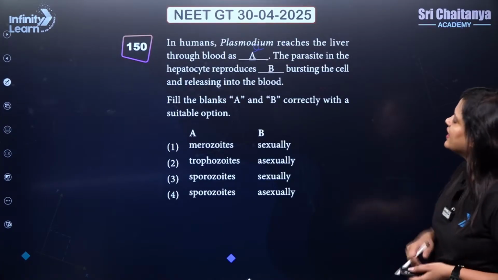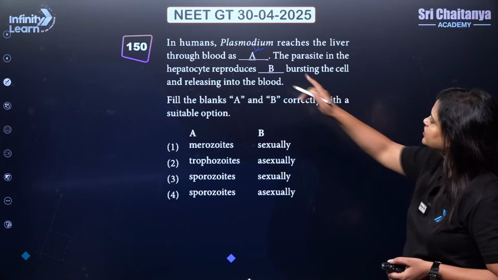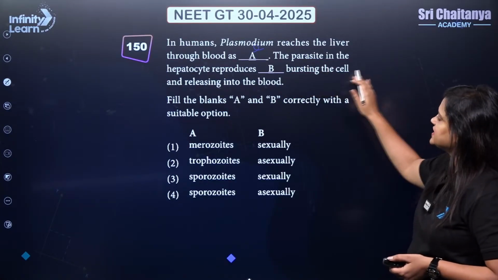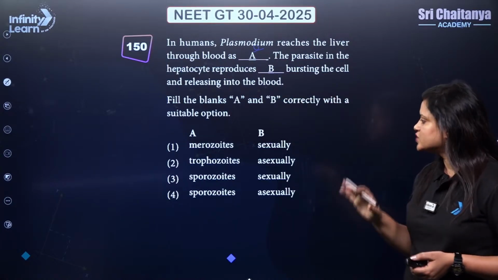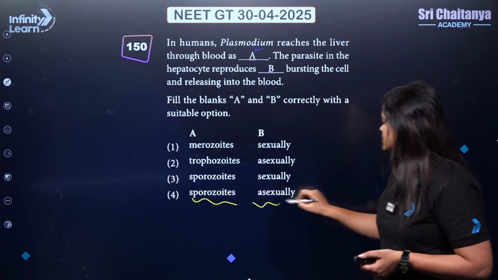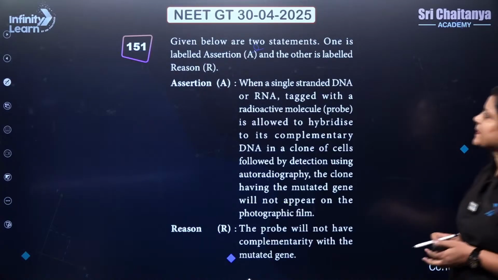Okay. In humans, plasmodium reaches the liver through blood as sporozoites. The parasite in the hepatocytes reproduce asexually. So it should be sporozoites and asexually. That means the correct answer should be 4. Okay.